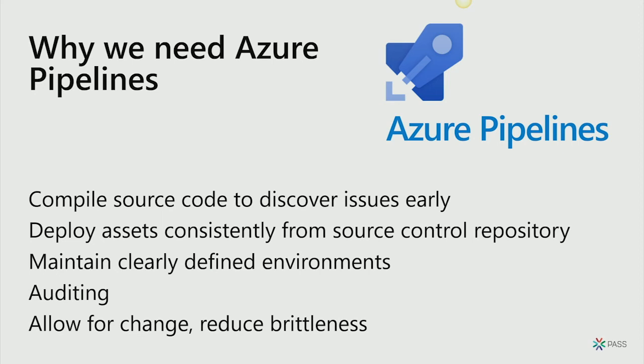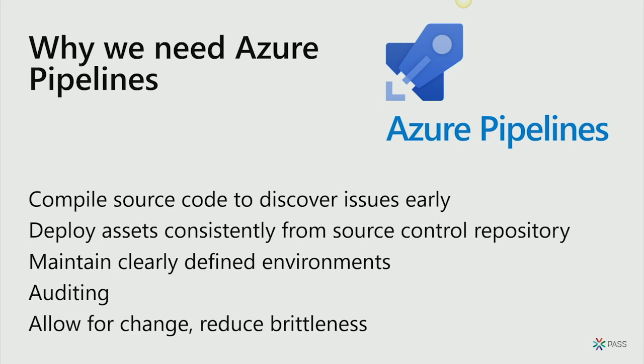We can do these things to find code issues early with Azure pipelines. They allow us to deploy assets consistently from a source code repository in an automated, repeatable way that isn't relying on somebody who might get hit by a bus tomorrow or tonight after work that is going to do the big deploy tomorrow. It allows us also to maintain clearly defined environments between integration, test, pre-prod, prod, and so on.